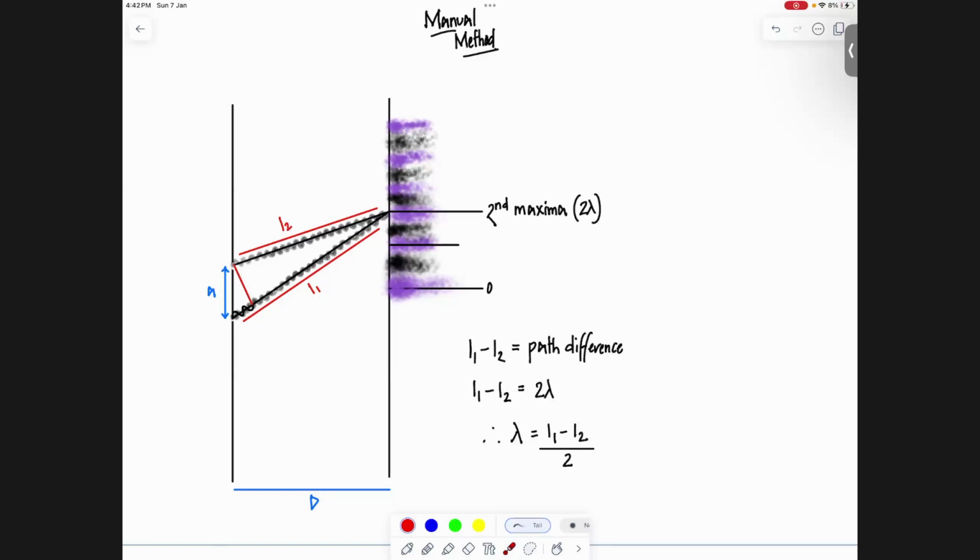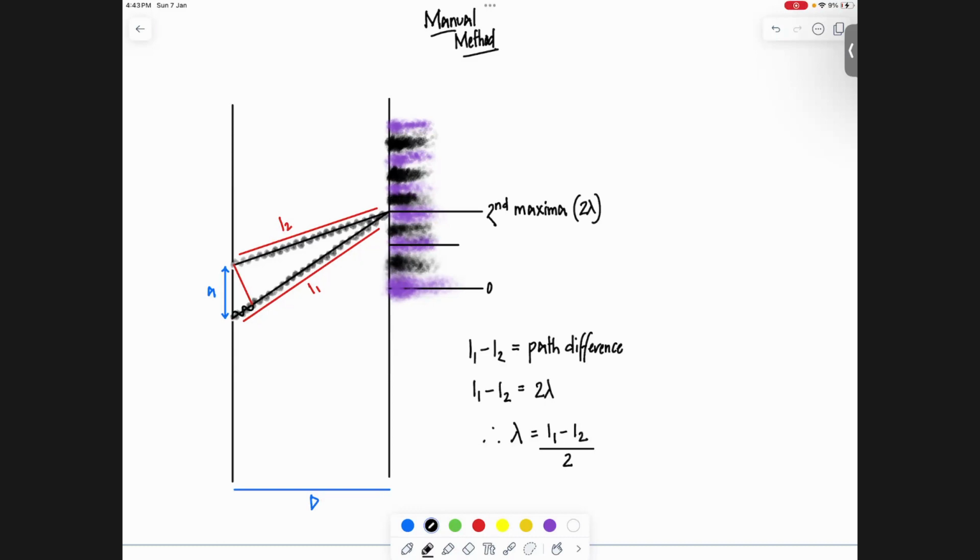Can I use minima here for this math? Yeah, of course. I'll go to a minima, it'll give me lambda by 2, 3 lambda by 2, 5 lambda by 2, it can all be done. Personally, I prefer taking the minima, because the minima are easier to understand, there is full darkness, so you can pick them up more easily. But I've seen question papers do both, so practically speaking, minima would have been better.